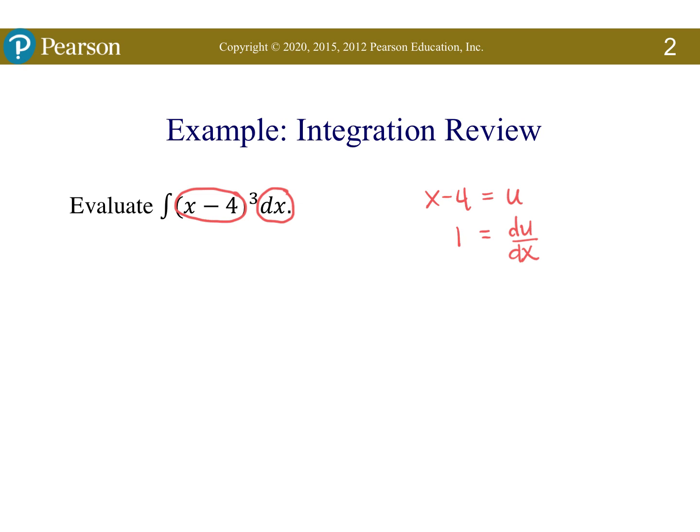du is the differential part, which means it's just the numerator. So how do I get that numerator by itself? How do I separate du from dx? Multiply by dx. I multiply this side by dx, and I multiply this side by dx. So what I end up with is that du is equal to 1 dx, or just plain dx.